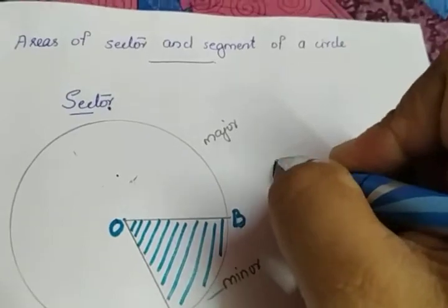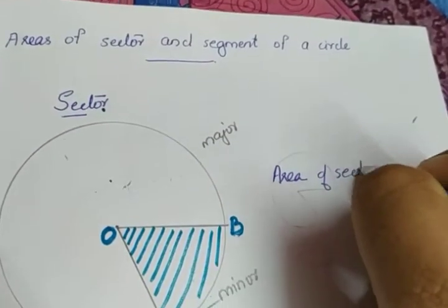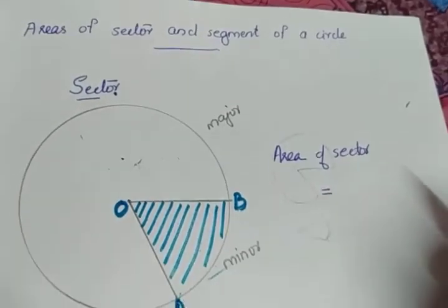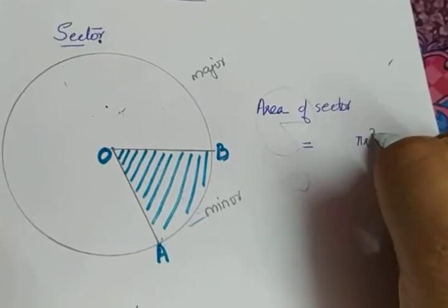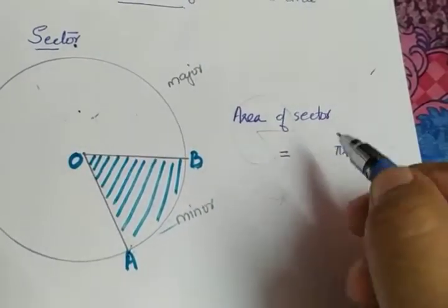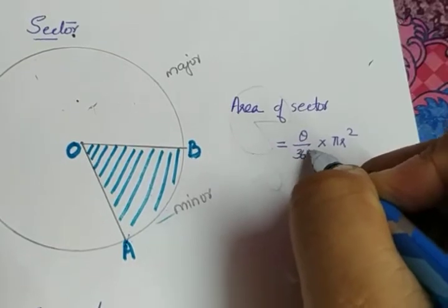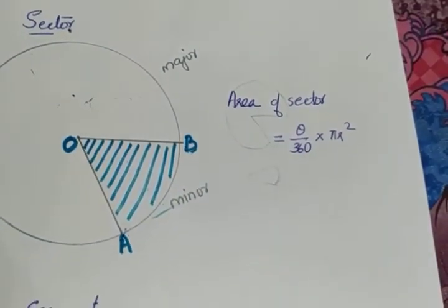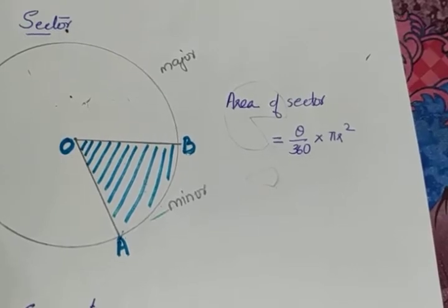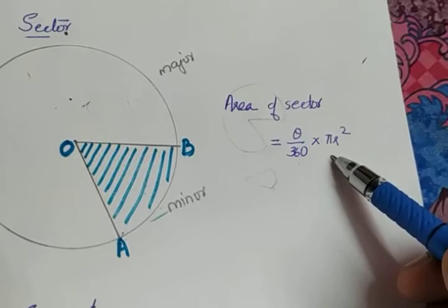So we are going to now identify the formula to find area of sector. Can you say what is the area of a circle? Area of a circle we will denote by pi r square, where r is the radius, isn't it? So just multiply it with theta divided by 360. So the area of the sector is given by the formula theta by 360 into pi r square.